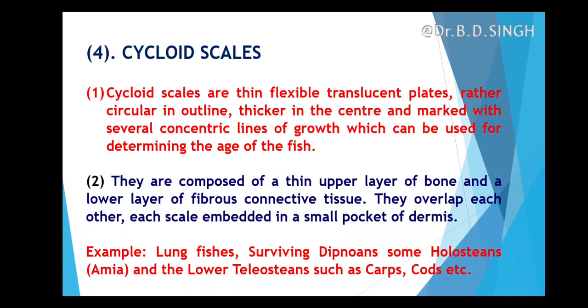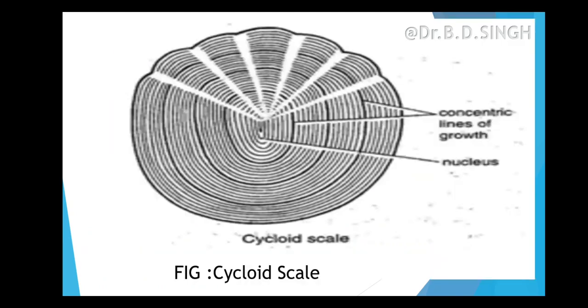Each scale is embedded in a small pocket of dermis. Examples: lungfishes, surviving dipnoans, some holosteans like Amia, and the lower teleosts such as carps, cods, etc. You can see the structure of cycloid scales.